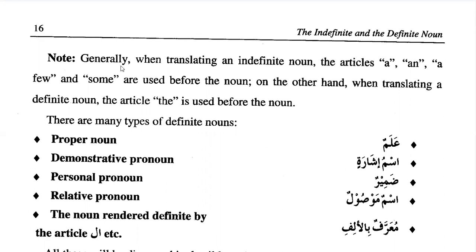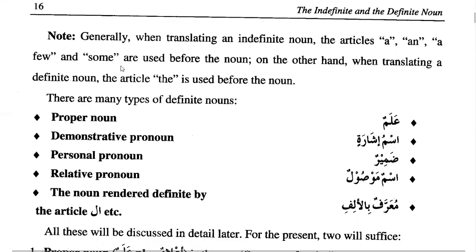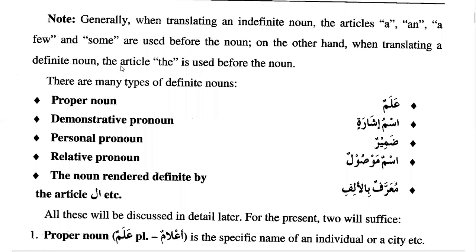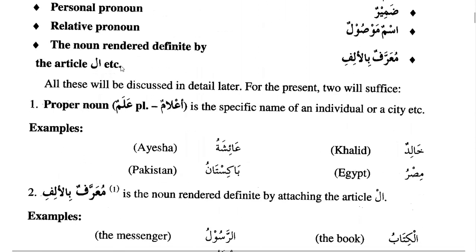Note, generally, when translating an indefinite noun, the article a, an, a few, and some are used before the noun. On the other hand, when translating a definite noun, the article the is used before the noun. There are many types of definite nouns. Alamun, proper noun. Ismu ishara, demonstrative pronoun. Damirun, personal pronoun. Ismun mawsulun, relative pronoun. Mu'arrafun bil'alif, the noun rendered definite by the article alif lam, etc. All this will be discussed in detail later. For the present, two will suffice.